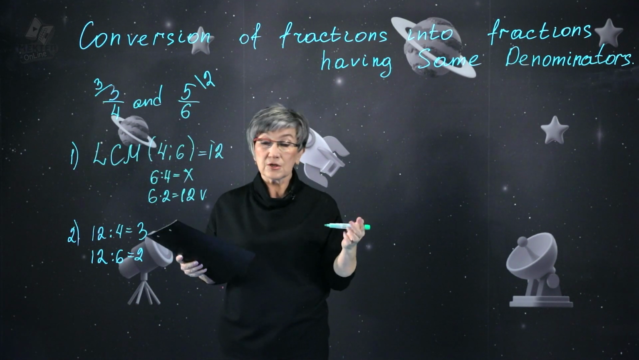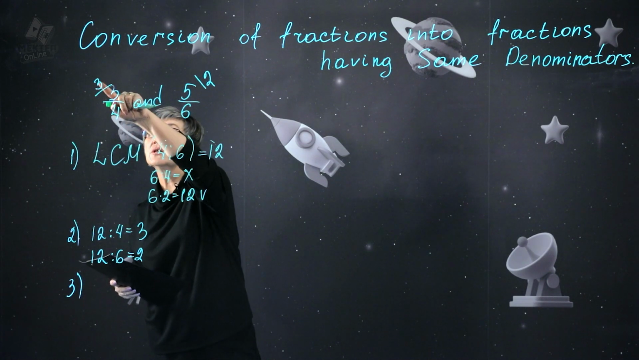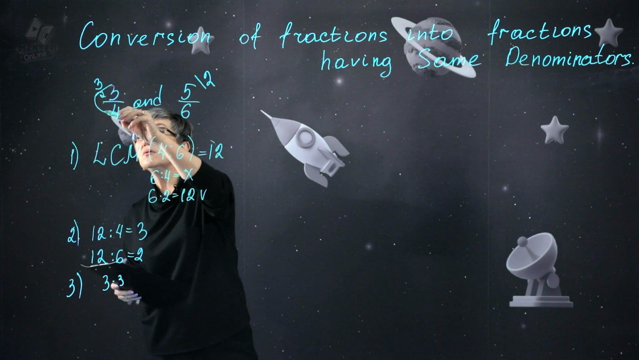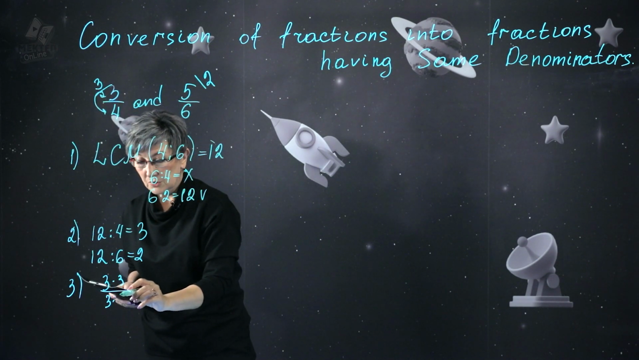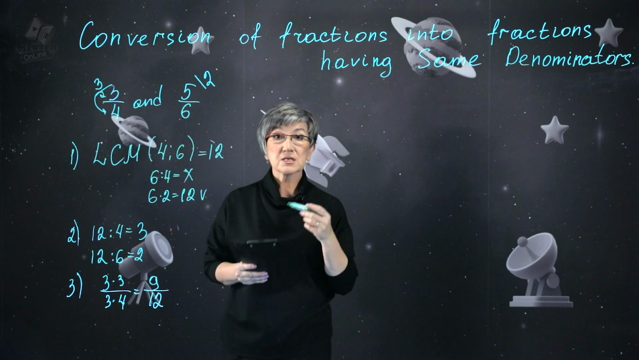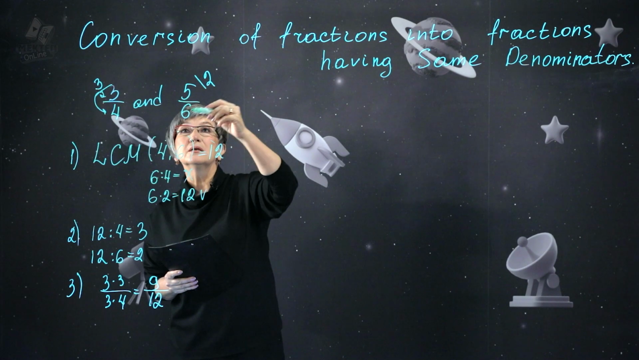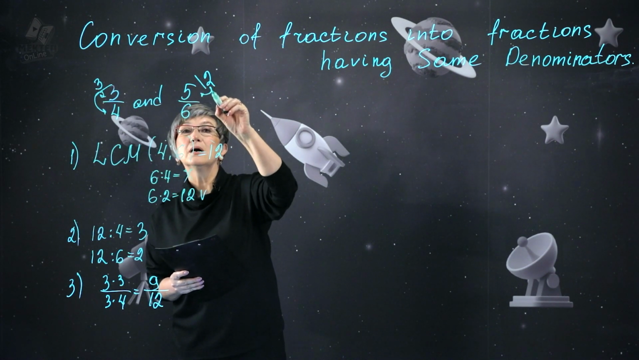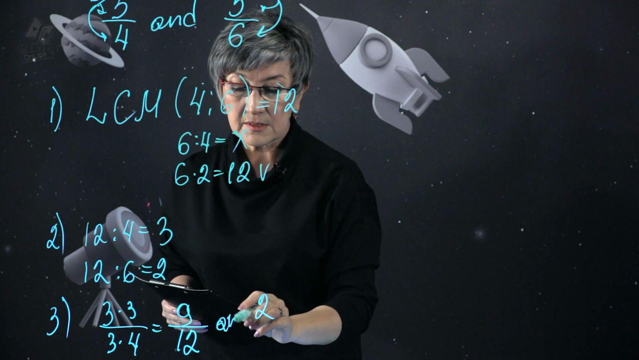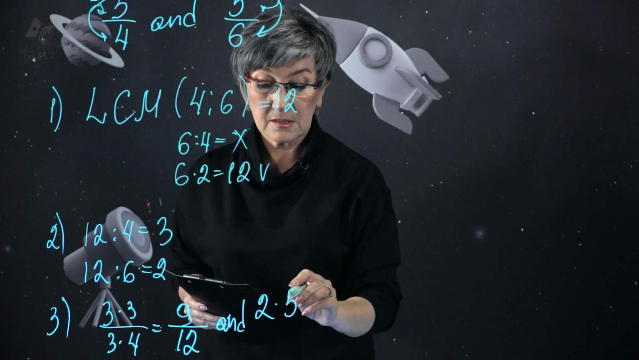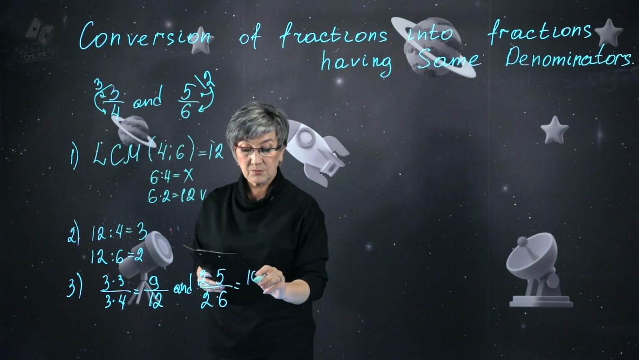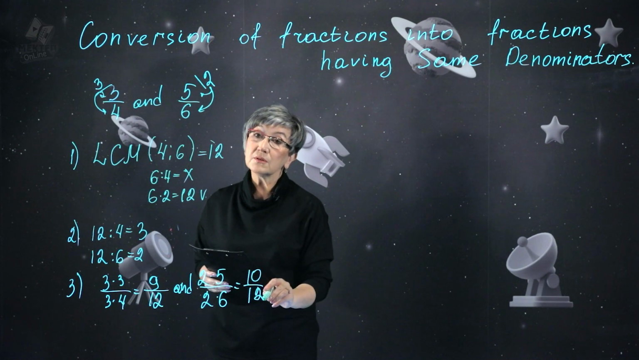Now, moving on to the third and final step, what do I need to do? I need to multiply 3 by 3, and 3 by 4. As a result, we get 9/12. We will do the same thing with the second fraction. Multiply 2 by 5 and then 2 by 6. Two times 5 is 10 and 2 times 6 is 12.